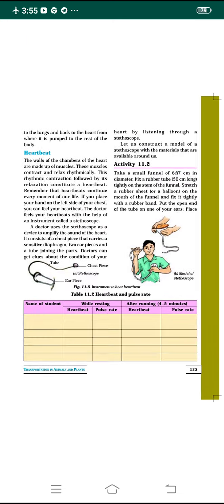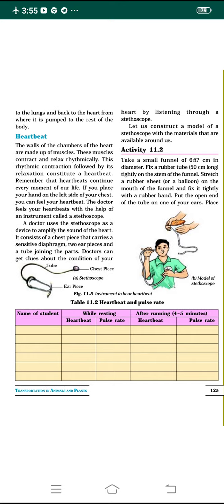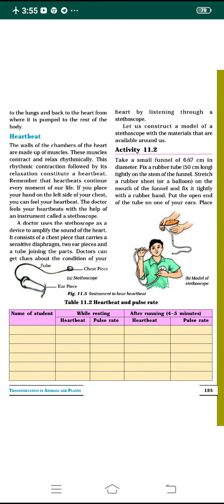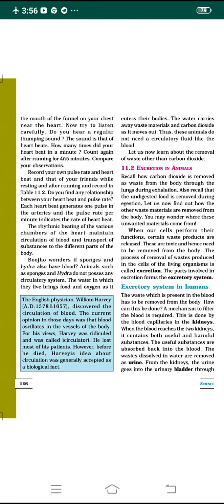Look at the table here; a column is made to understand the heartbeat and pulse rate. First, the name of the student, and you can write the names of the students one by one. Then the two conditions: resting position, and after running for 4 to 5 minutes. In each, you have to check the heartbeat and the pulse rate. There is a difference between them. One pulse in the artery is generated by each heartbeat, and the pulse rate per minute indicates the rate of the heartbeat.